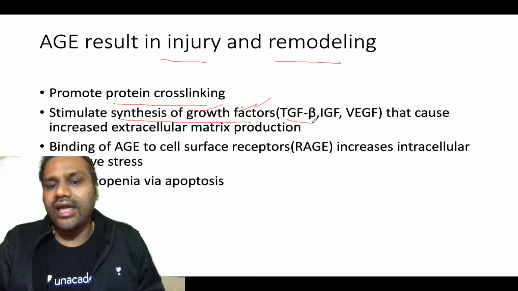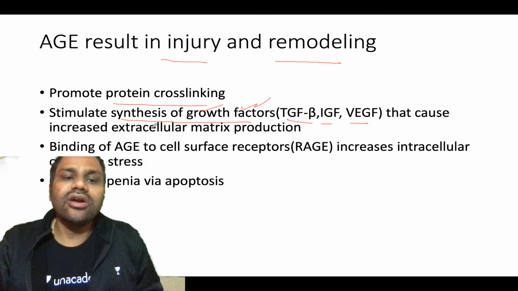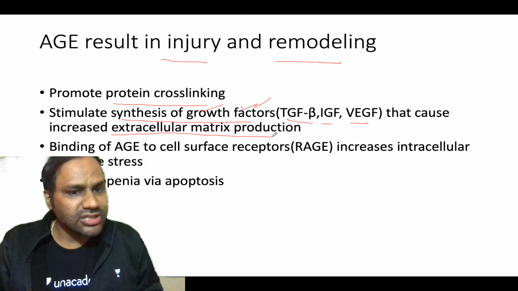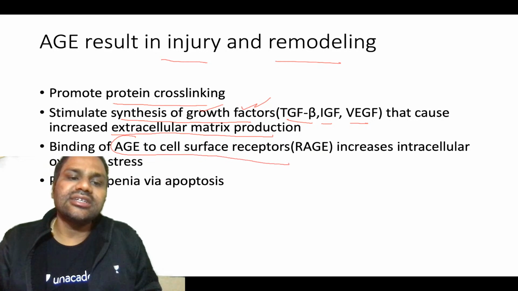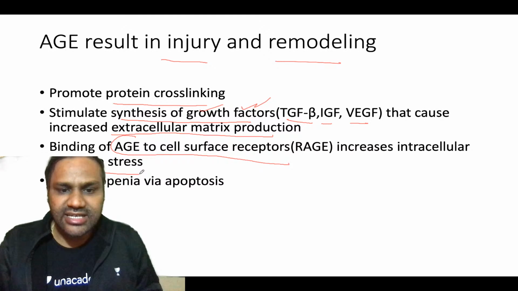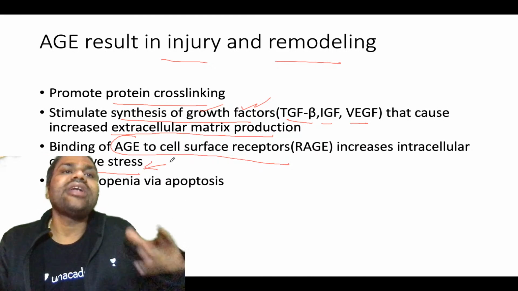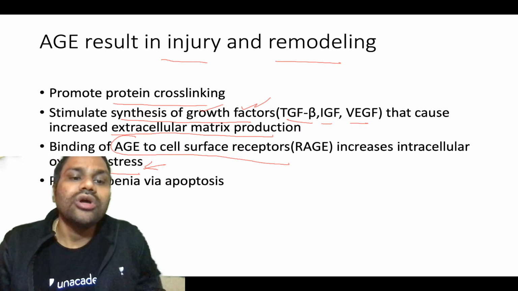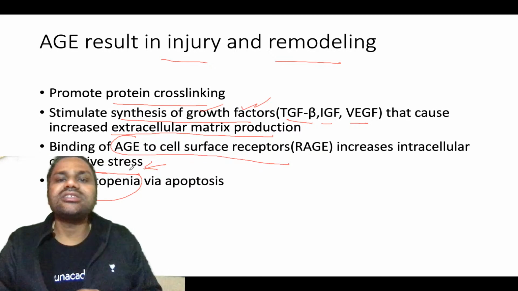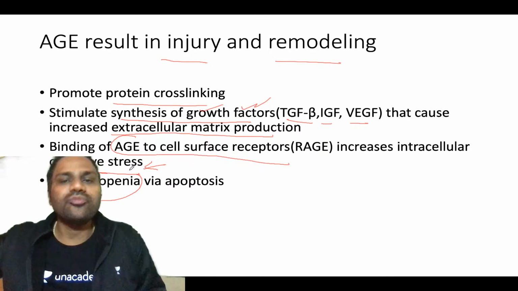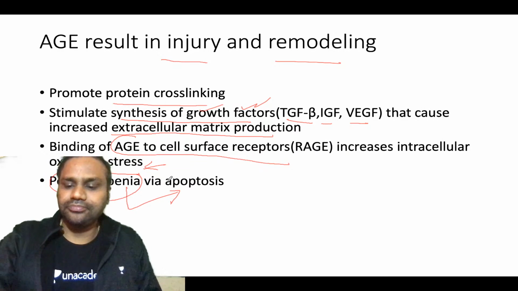Growth factors like transforming growth factor beta, insulin-like growth factors, and vascular endothelial growth factors cause increased extracellular matrix production. Binding of AGEs to cell surface receptors increases intracellular oxidative stress, and hence there will be injury to the cells. They can undergo necrosis or fibrin deposition, and there will be podocytopenia. Diabetic nephropathy is also associated with podocytopathies, so there will be podocytopenia by apoptosis.